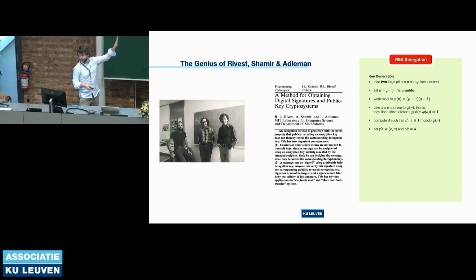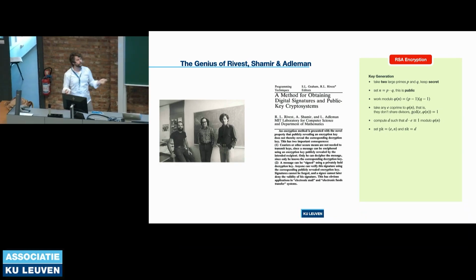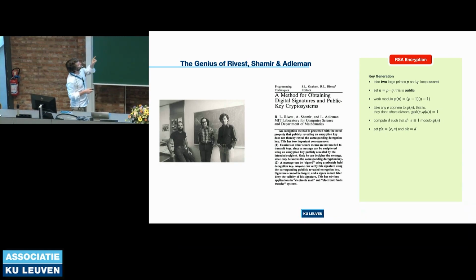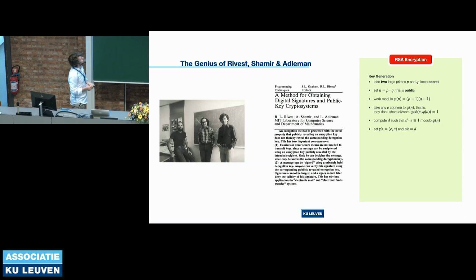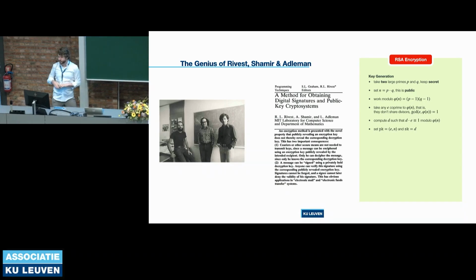So how does RSA work? You now take two large primes, p and q, and you keep these secret. Now you multiply them together to get n, and that is public information. That one you can share with everybody. And now we will work modulo this phi of n, this p minus 1 times q minus 1.